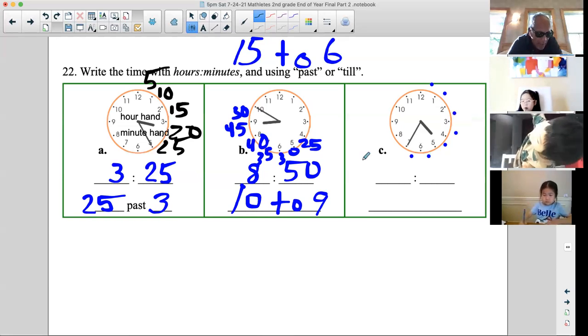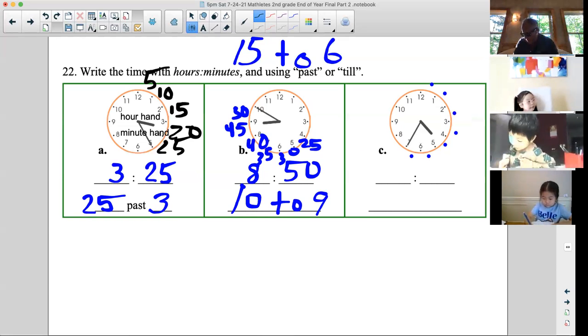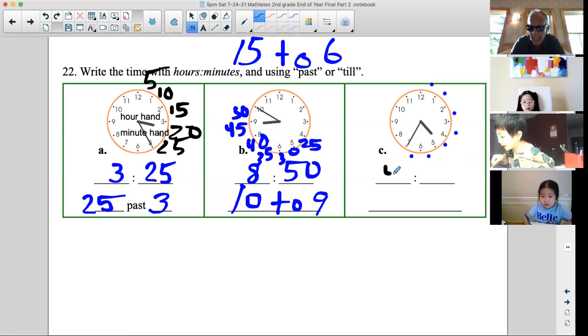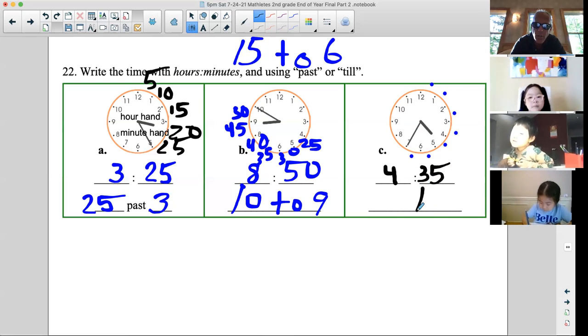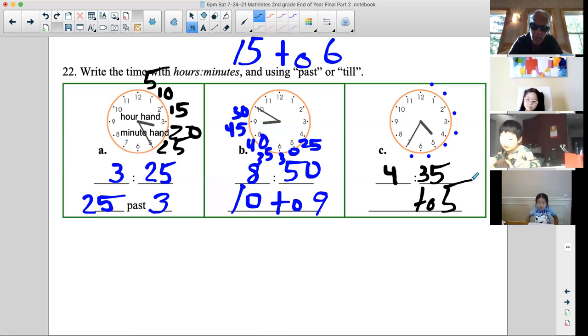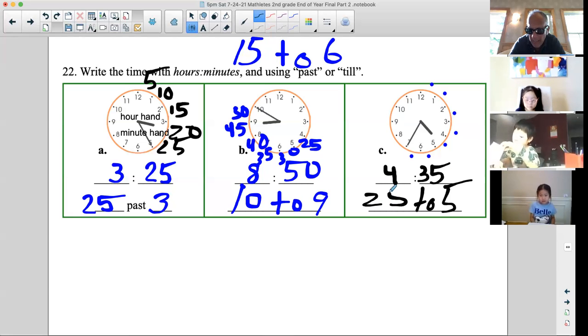Okay, what's the hour, everybody? On 3. 1, 2, 3, go. 4. Yes, it is 4 and 35. Now 5. So it is how many minutes to 5 o'clock? 25. 25 minutes to 5 o'clock.